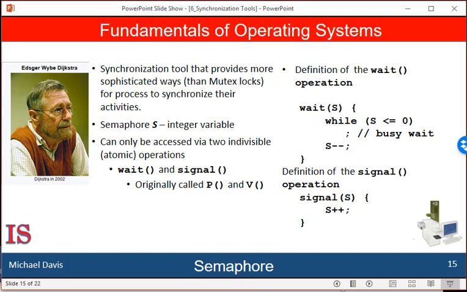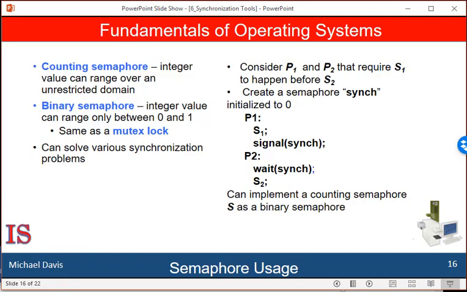Let's talk about how semaphores can be used. Operating systems often distinguish between counting and binary semaphores. The value of a counting semaphore can range over some unrestricted domain. What is a domain? Well, in mathematics, a domain refers to a set of elements to which a mathematical or logical variable is limited. In other words, 0 to 50 or 0 to 100.